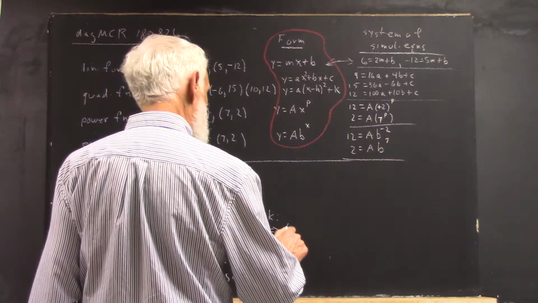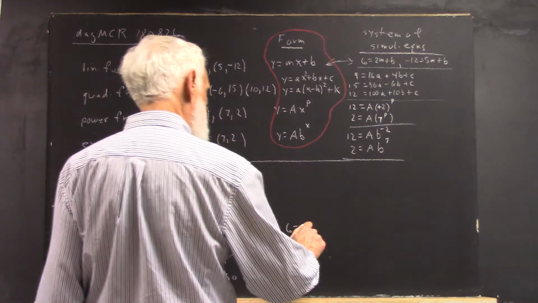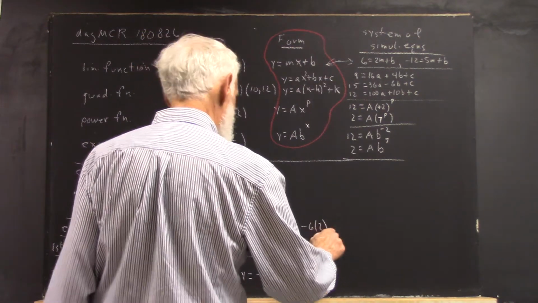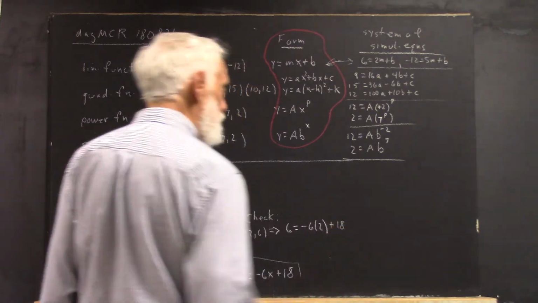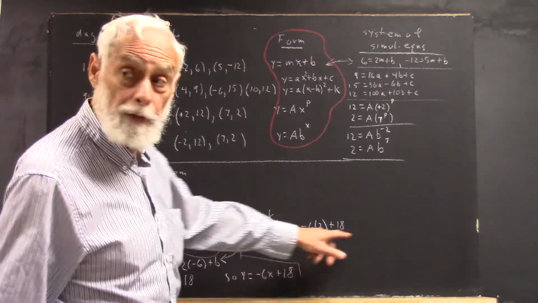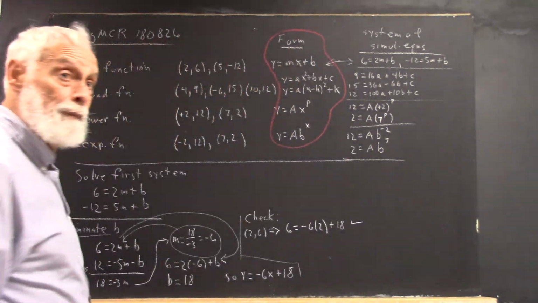So that means that 6, because that's your y value, should equal negative 6 times 2, which is your x value, plus 18. Well, you can do the arithmetic. Negative 12 and 18 is 6, so we'll put a big old check mark on that one.